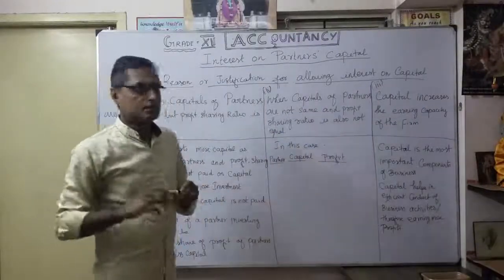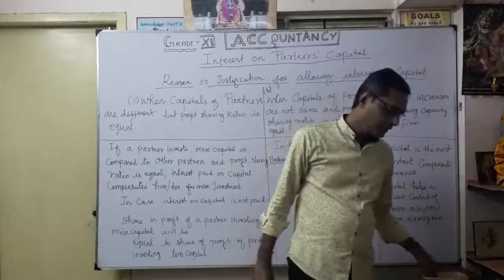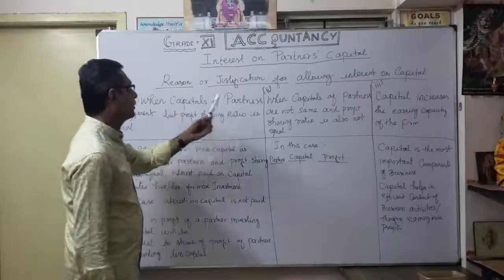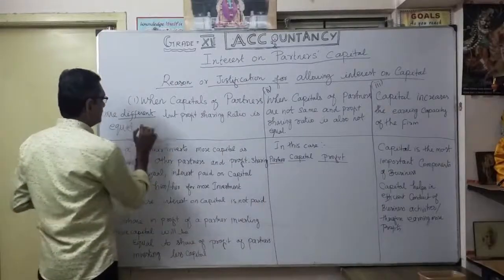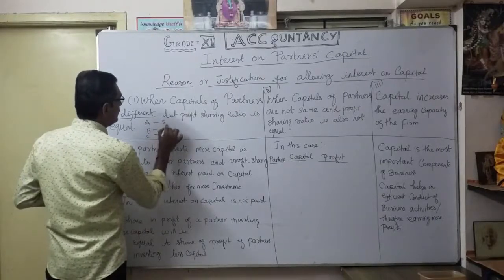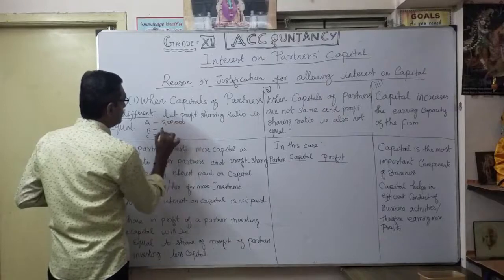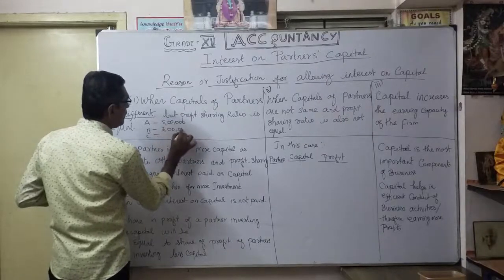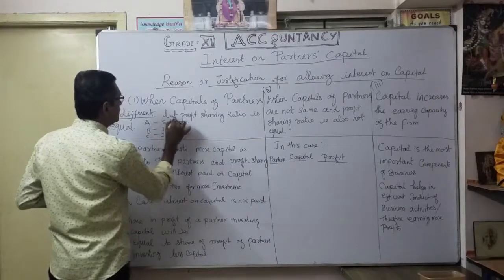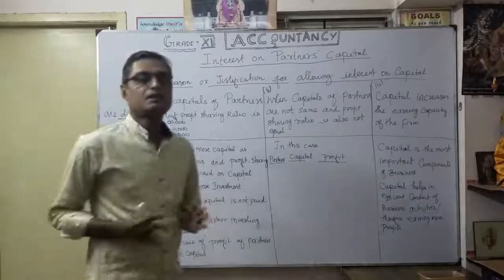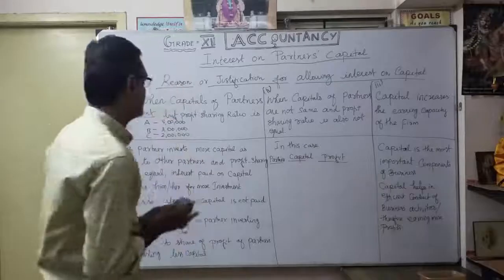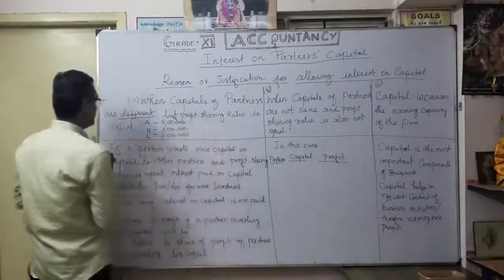So now we are going to discuss three justifications. First one, it's very simple. When the capitals of partners are different. For example, A, B, C. A will contribute 5 lakhs, B will contribute 3 lakhs, C will contribute 2 lakhs. So they are the partners. Likewise, partners can contribute different amounts of capital to the fund. That is the situation. But the profit sharing ratio is equal.